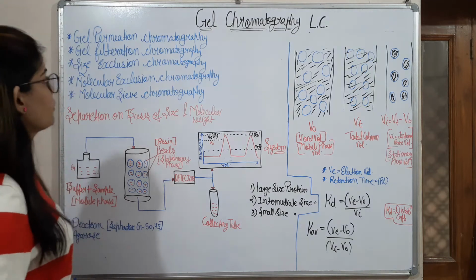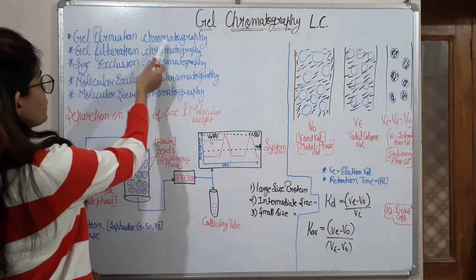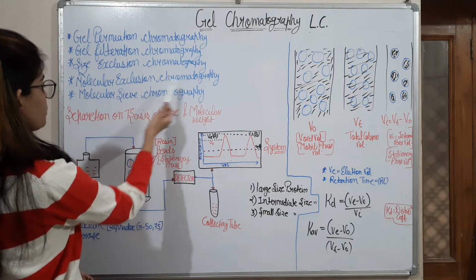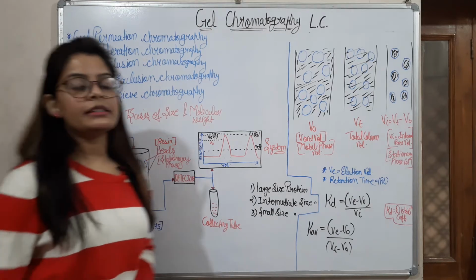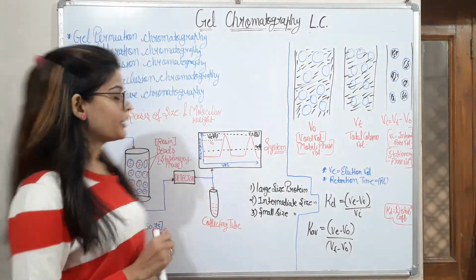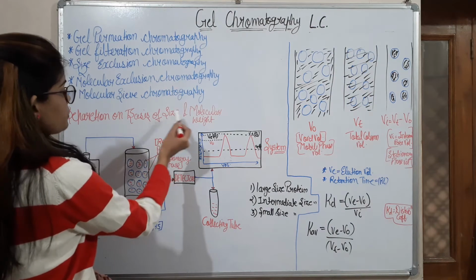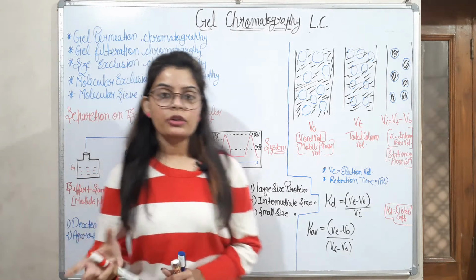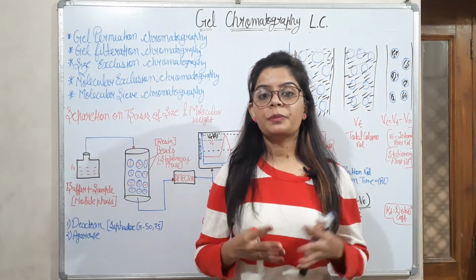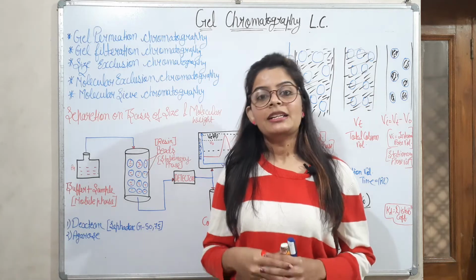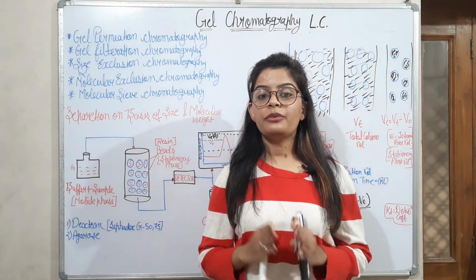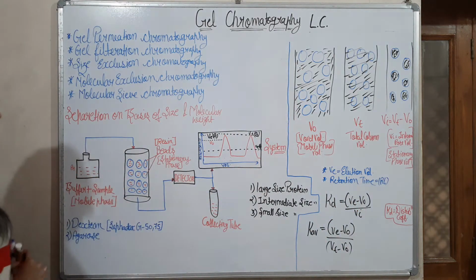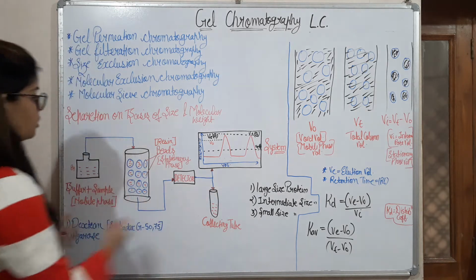Gel chromatography is also called gel permeation chromatography, gel filtration chromatography, gel exclusion chromatography, molecular exclusion chromatography, and molecular sieve chromatography. These are different names of gel chromatography. Separation is on the basis of size and molecular weight. This is the principle: if you are separating your sample, it may be protein or polysaccharide or nucleic acid, you can separate it on the basis of their weight and their size. Okay, so this is the apparatus of gel chromatography.